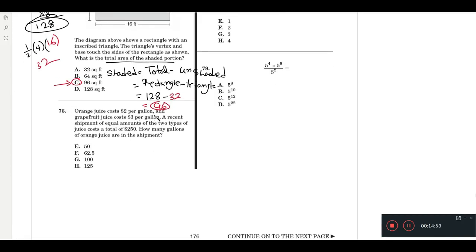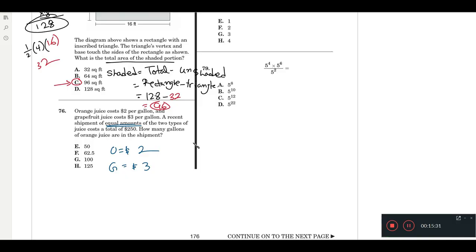Orange juice costs $2 per gallon and grapefruit juice costs $3 per gallon. A recent shipment of equal amounts of the two types of juice cost a total of $250. How many gallons of orange juice? I did an equation for this one. You can set up an equation too. Orange juice is $2 per gallon, and grapefruit juice is $3 per gallon.